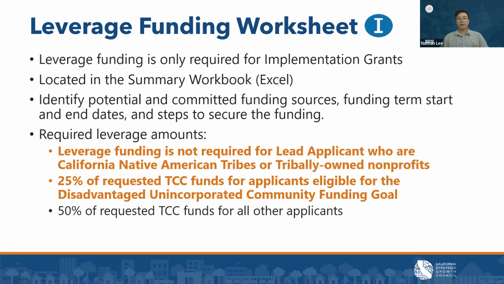As a reminder, tribal applicants do not need leverage funding. Applicants who are eligible for the disadvantaged unincorporated community funding goal must secure leverage funding equal to 25% of requested TCC grant funds, and all other applicants must secure leverage funding equal to 50% of requested TCC grant funds. If an applicant does not secure the required leverage funding by the end of the pre-development phase, they will not be able to access implementation phase funding. Please see Section 7.7 of the TCC guidelines for more information on leverage funding.